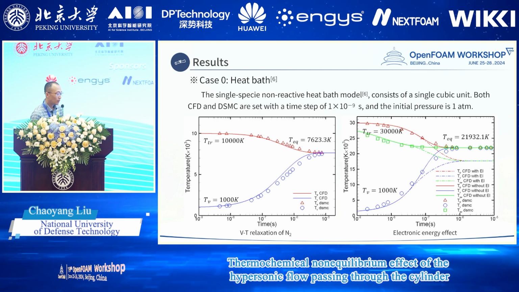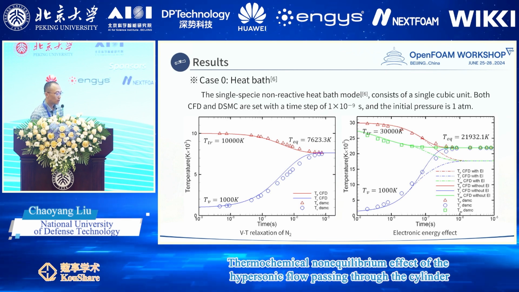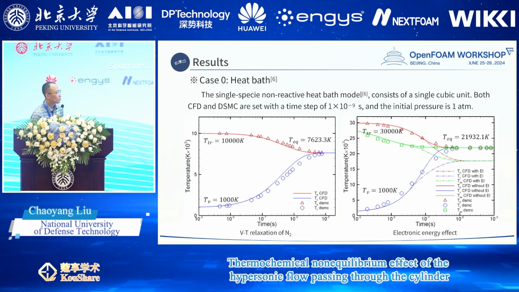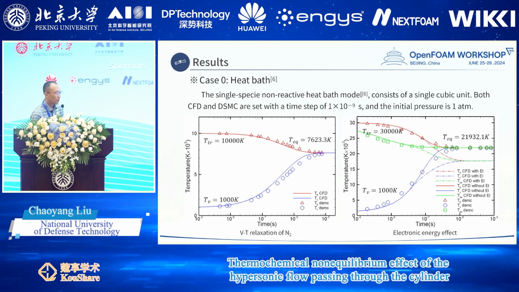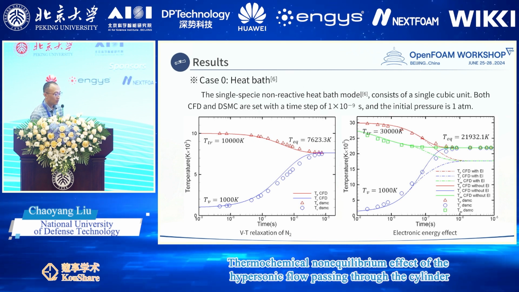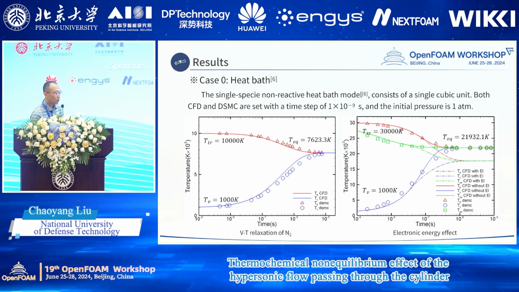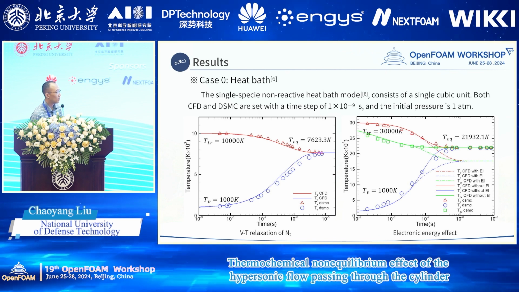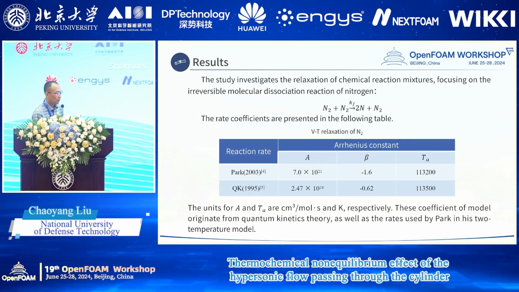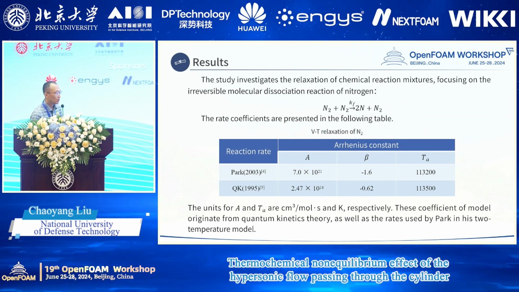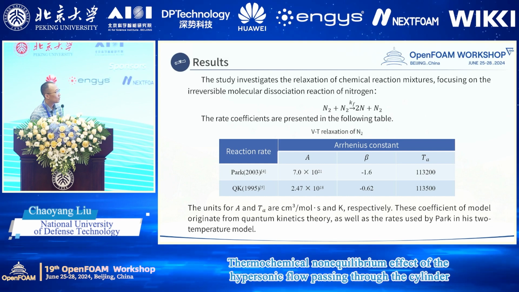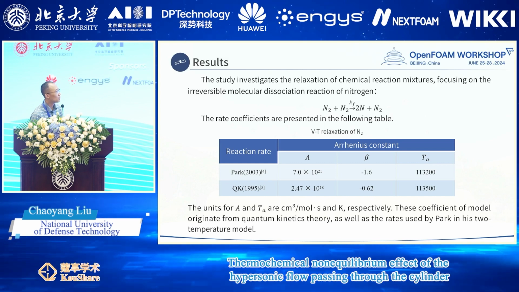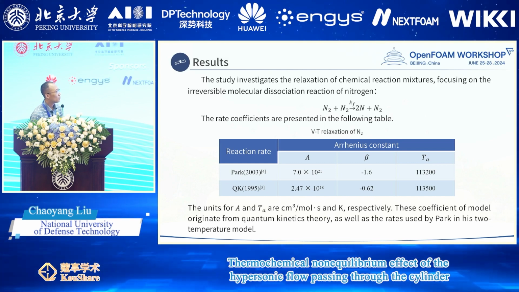For a higher initial translational temperature of 30,000 Kelvin, the electronic energy effect begins to become prominent. If the effect is ignored, the predicted equilibrium temperature will be lower than the DSMC data. Considering chemical reactions, the study investigated the relaxation of chemical reaction mixtures, focusing on the molecular dissociation reaction of nitrogen.